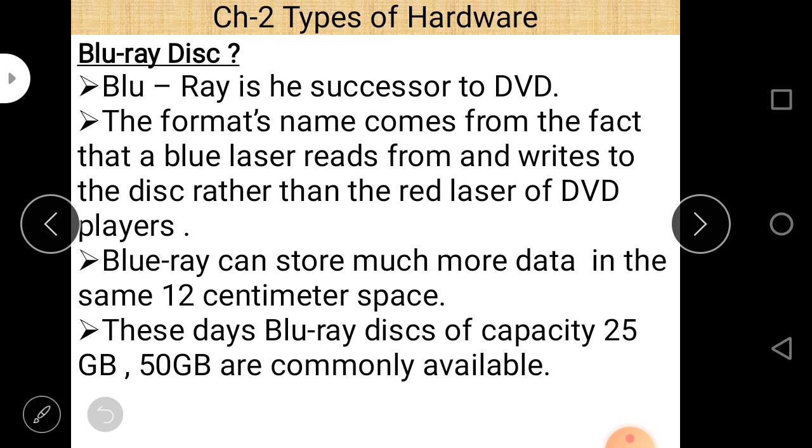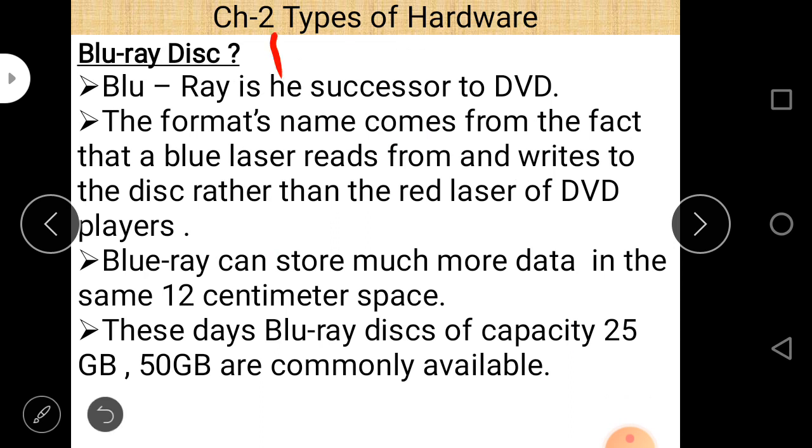For size, they have a capacity of 25 GB to 50 GB. 25 GB to 50 GB are most commonly available, and larger sizes exist, but these are the most common Blu-ray discs. But there is a big difference as far as price is concerned. When we compare, the storage size is much higher than that of DVD. That's why they are called the successor to DVD.